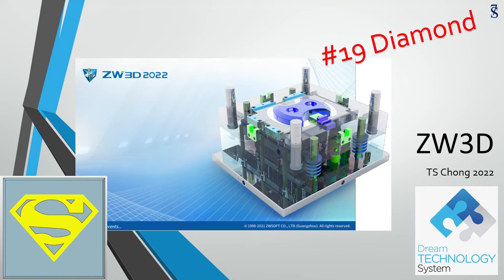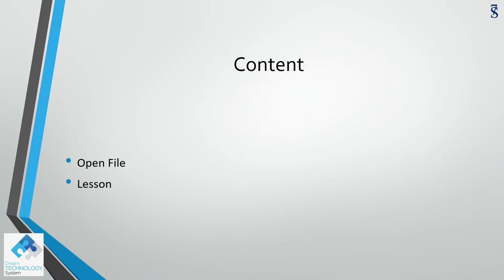I put a title called Diamond. This is the outer shape of the Superman logo. I have partnered with Dream Technology System to produce this video. I hope everybody can learn something out of it. As usual, we need to open the file that we have previously created and continue with the lesson.